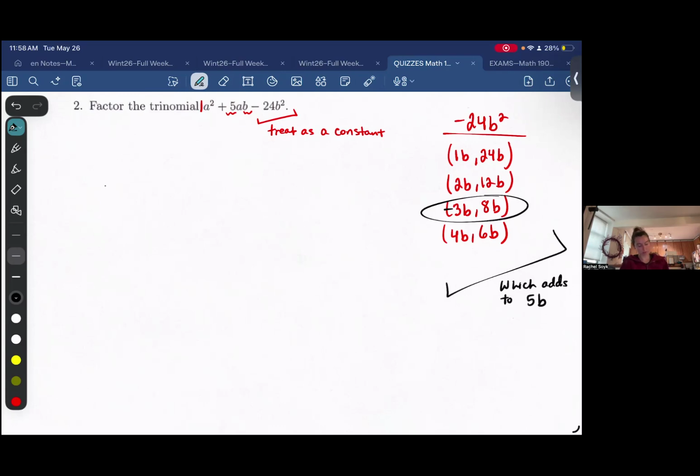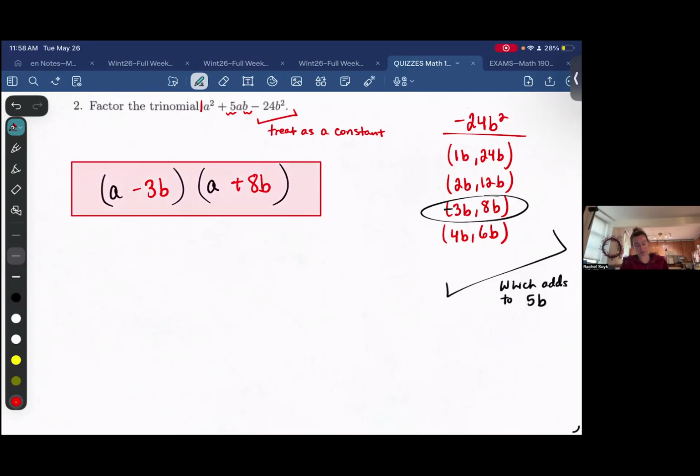Perfect. So now we can factor this out. We have our a in the front, and then we have the minus 3b and plus 8b. And that's it. If you're not convinced that this is our factored form, then use FOIL to check.